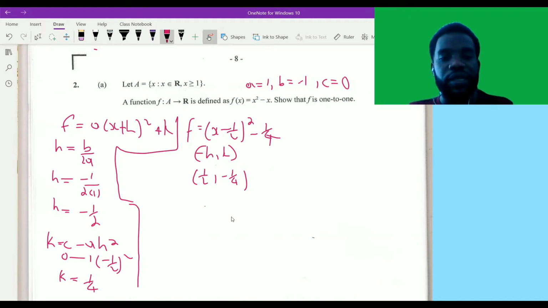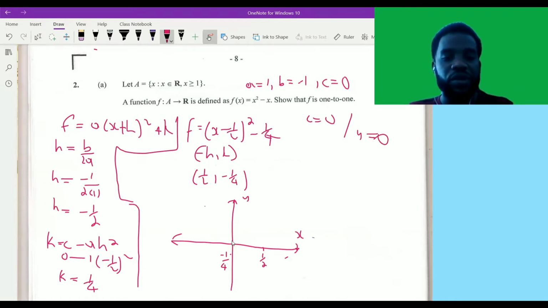Now, let me get in and try to sketch this function. Let's say we put a half right here. Please remember to label the axes x and y. All right, −1/4 about there on the y-axis. Now, since the c value is 0, the graph is going to cut the y-axis at 0, which is right here, which means it cuts the x-axis at that one point as well.